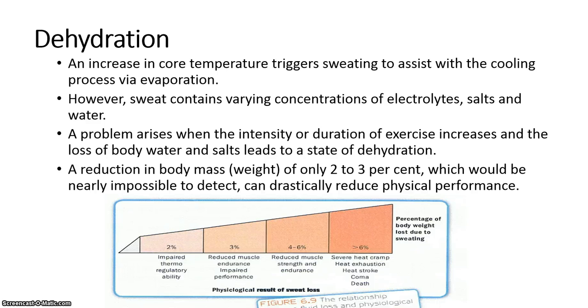Like I said, even at small amounts, it affects performance. So they reckon a 1% loss in body weight through sweating is a 5% decrease in performance. And those sort of small percentages are hard to detect. So they've got a little graph here that shows 2% of body weight loss impairs thermoregulatory ability, and it gets down to 4 to 6%, which isn't that much on a hot day. When you talk about how much sweating, you're going to reduce that overall strength and endurance.